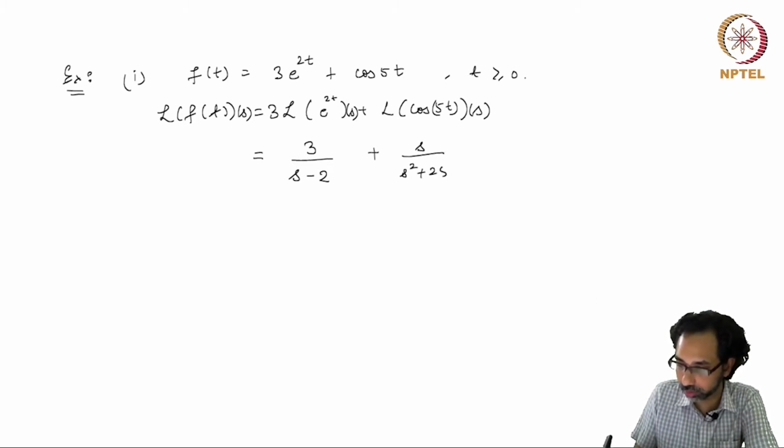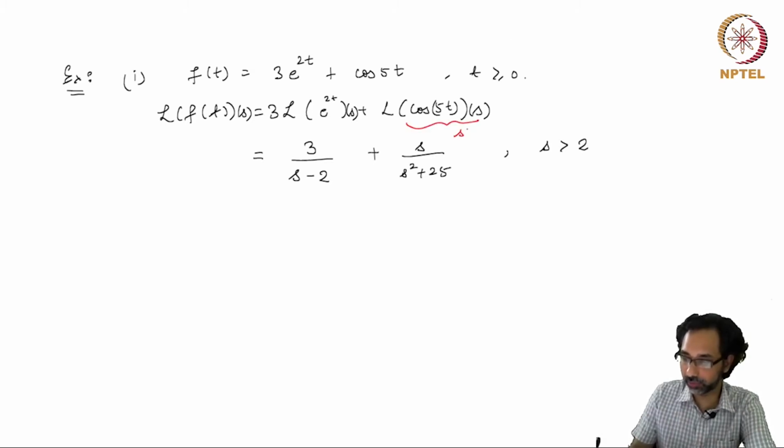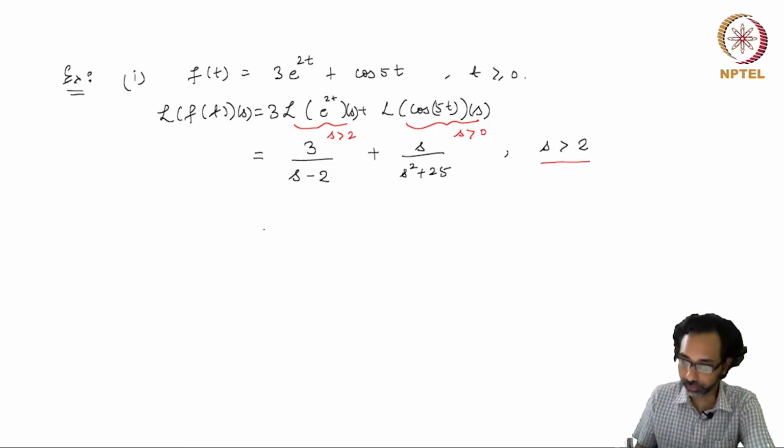over s squared plus 25, and the region of convergence is the intersection of the two regions of convergence, which is here simply s greater than 2, because this one is defined for s greater than 0 and this one is defined for s greater than 2. So the intersection is simply s greater than 2. Now we can try to evaluate it, but it's not important.